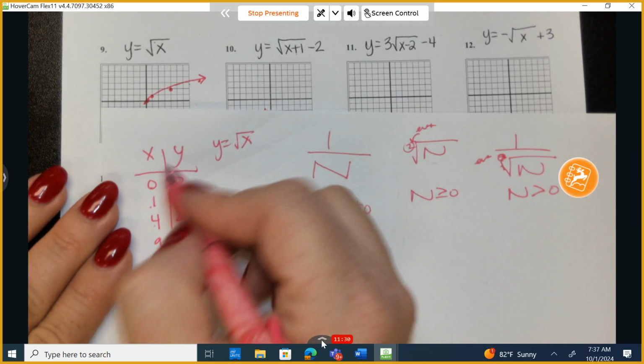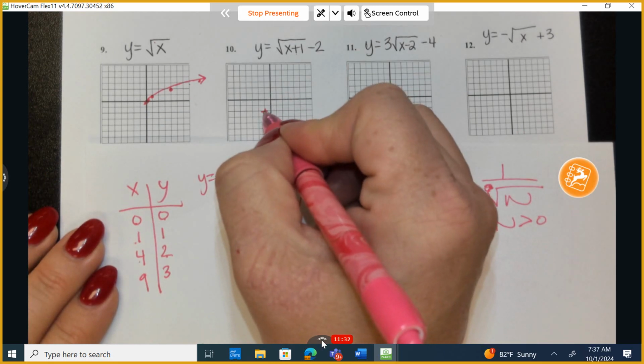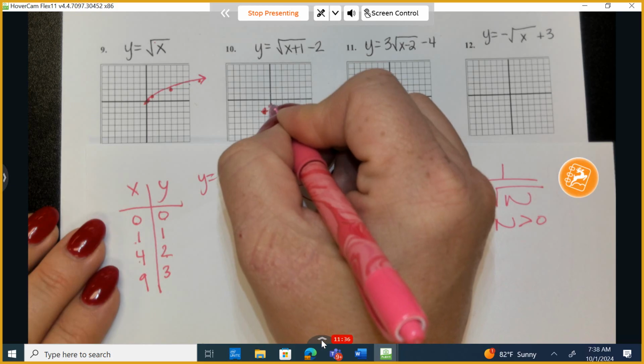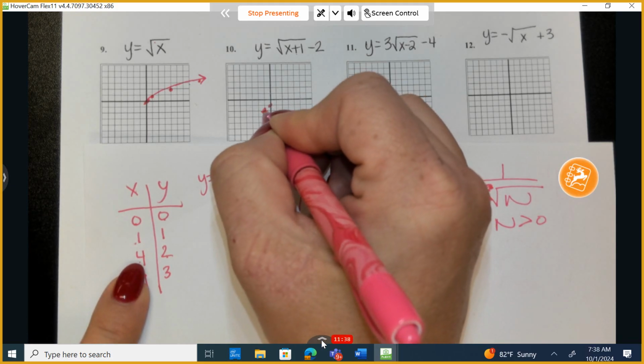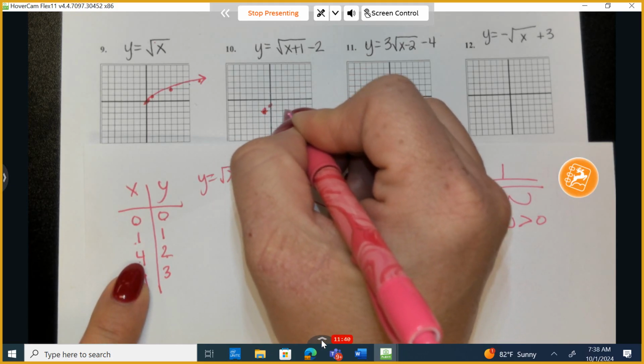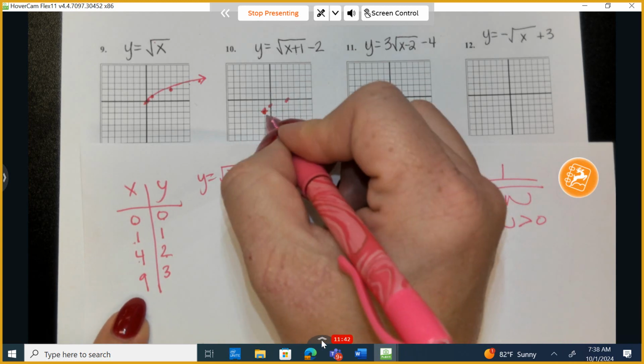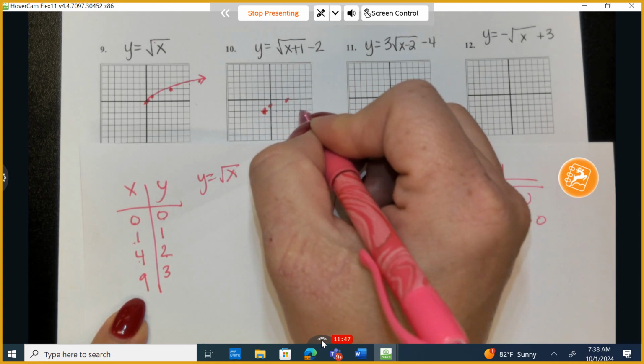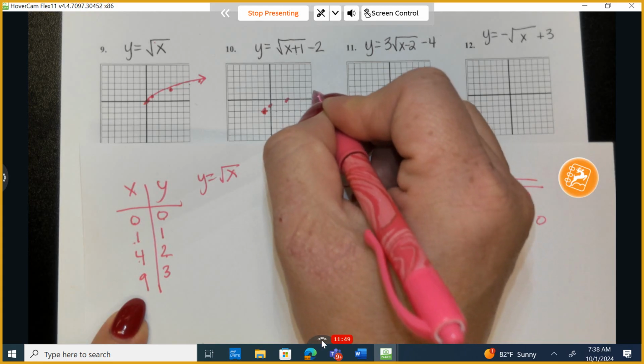And I'm going to go back to this position. This is my 0, 0. So here's my 0, 0, then I'm going over 1 and up 1. From my new origin, I'm going to go over 4, 1, 2, 3, 4, and up 2. And lastly, over 9, 1, 2, 3, 4, 5, 6, 7, 8, 9, and up 3.